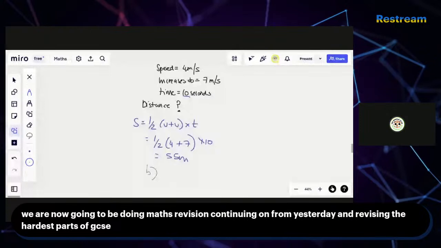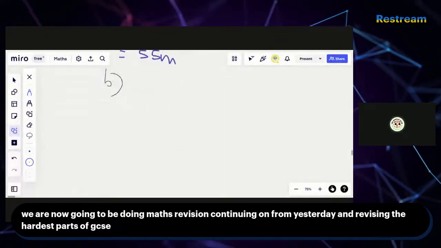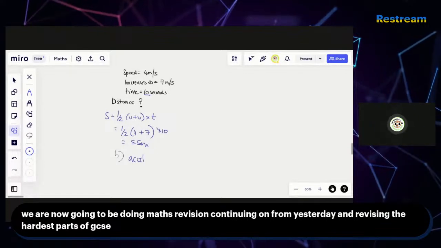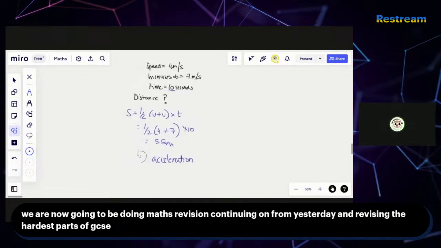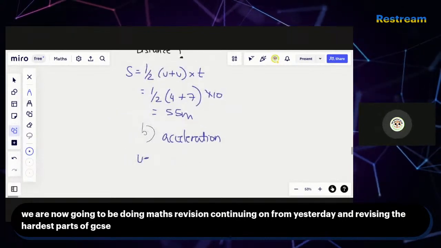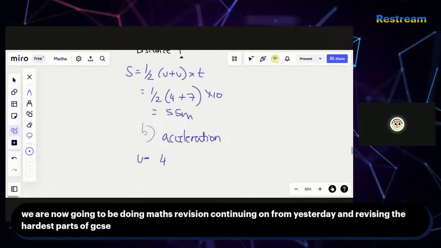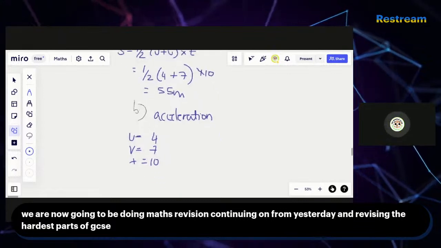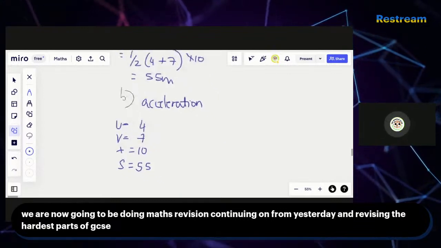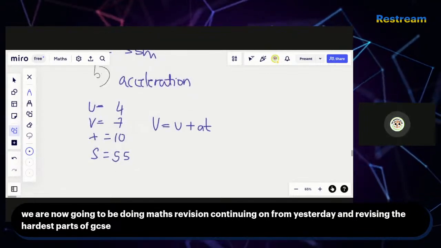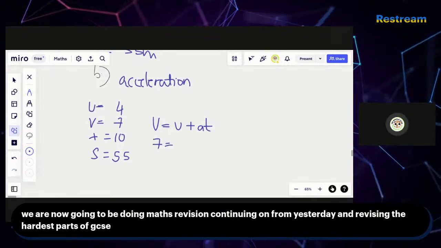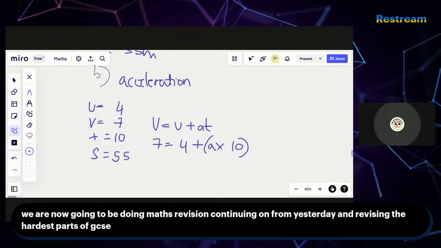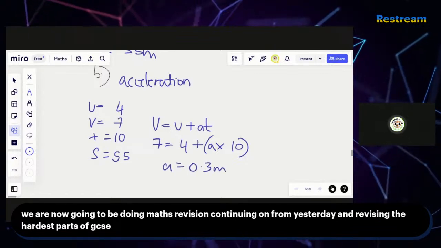Now there's a part B, which is find the acceleration. So in order to find the acceleration, we can use another equation. We know that the initial velocity or initial speed is 4, the final velocity is 7, the time is 10, and the distance is 55. So we have a choice of which one we can use, but I'm going to just use v is equal to u plus at. So we then get 7 is equal to 4 plus a, which is what we're trying to find out, multiplied by 10. And overall, you just get a is equal to 0.3 meters per second squared.